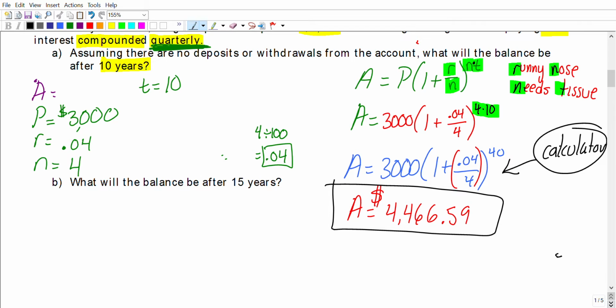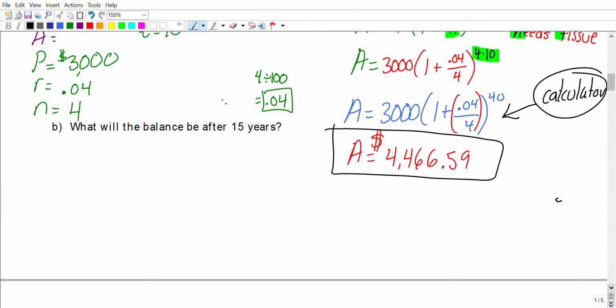Now, we have a part B to this problem. It says, what will the balance be after 15 years? So the only thing that changes now is our t. So once again, let's go ahead and write our equation. So this is 3,000, 1 plus 0.04, and then it's still compounded quarterly, right? And then we have 4 times, and instead of a 10 now, it's a 15.